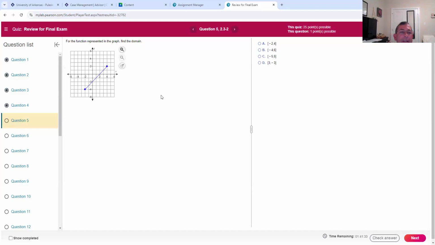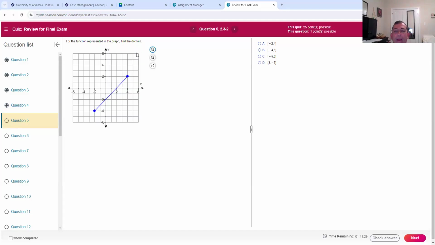All right, y'all, so let me make this one bigger. We can do this one right here. The domain is the X's. So on the left dot, I need to go straight up to the x-axis and see what that x value is. So the dot on the left, if I go straight up to the x-axis, that's a -2.